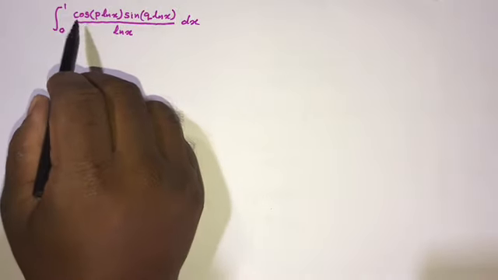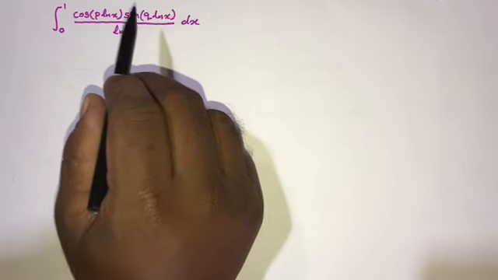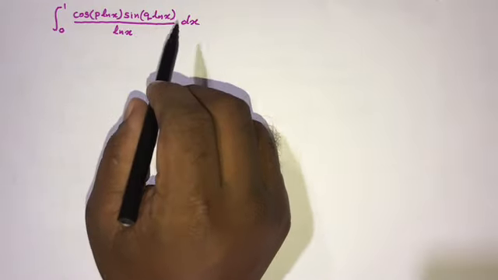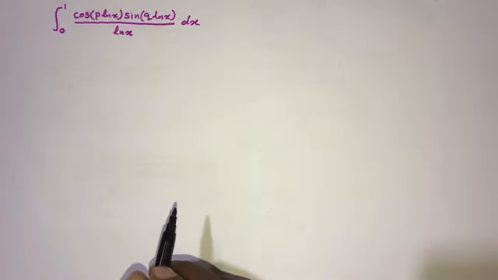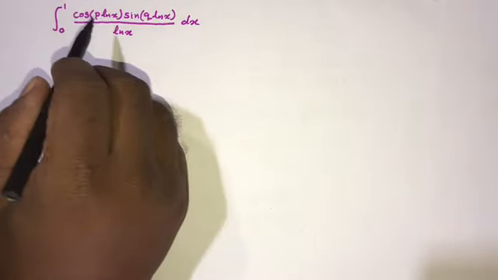Today we are going to solve another interesting integral from 0 to 1 of cosine of p times natural log of x times sine of q times natural log of x, over natural log of x, dx. Well, how to begin? Okay, first I'm going to take the numerator.